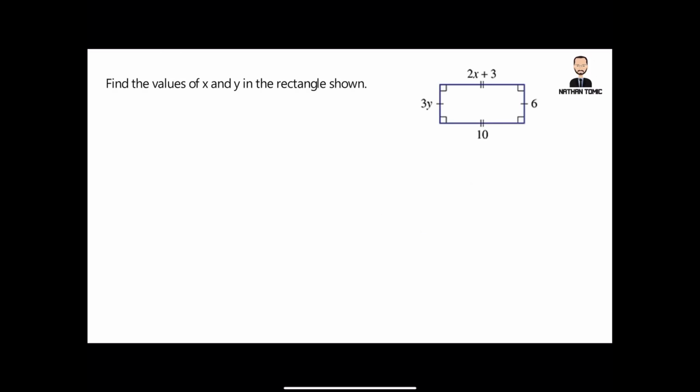Okay, here we have one more. I think this is the last one for this video. Find the values of X and Y in the rectangle shown.